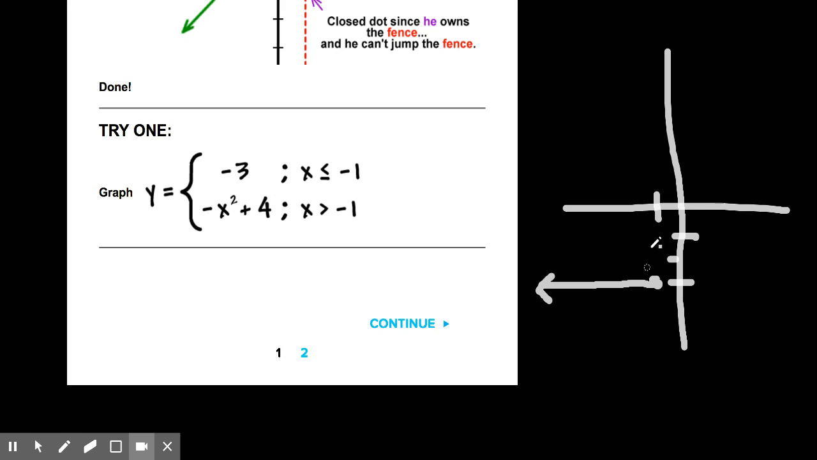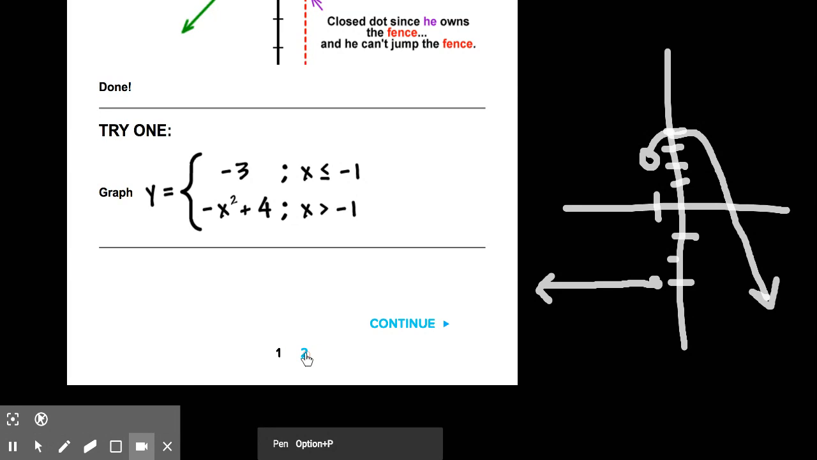And then we've got -x² plus 4. So that looks something like flipped over and then up 4. So my vertex would be here, over 1, down 1, not included. And then over here, looks sort of like this. That's what your answer should look like.